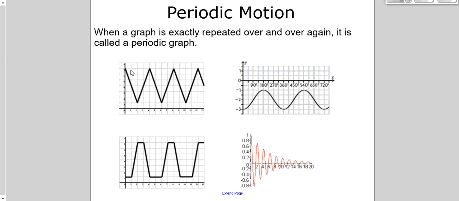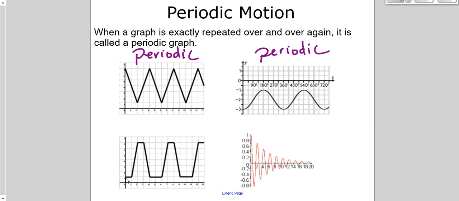If I take a look at this first graph, we can see we start high, then we go low, then we go back high, then low, then high, and we can see that it's repeating itself exactly over and over again. So this one would definitely be periodic. As we look to this next graph, this wave reaches the same heights, the same maximums, and the same minimums over and over again. So this would also be considered periodic.